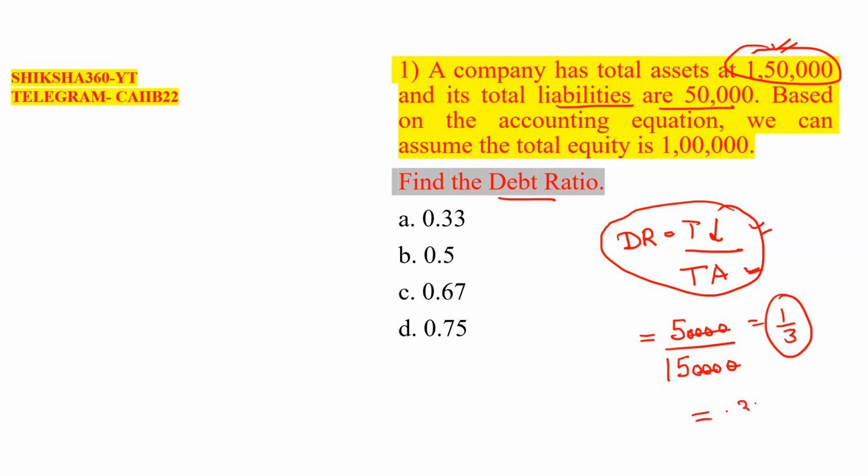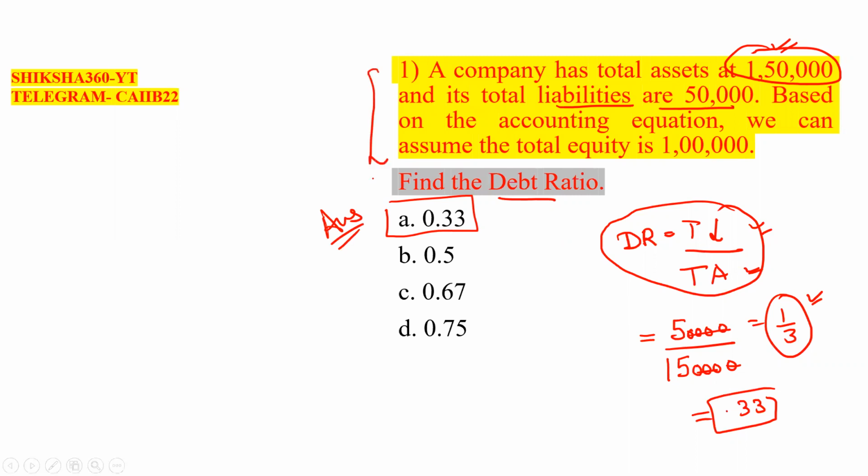1 by 3 we can say is 0.33. So option number A is the answer. Option number A is the answer. Here they will ask only to find the debt ratio.